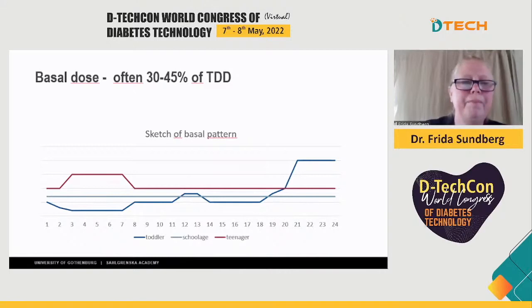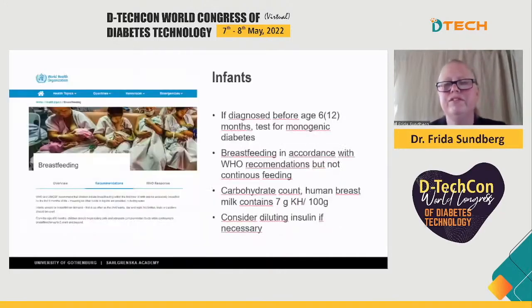Now I'm going to split up a bit and move into the infants. And first I want to point out that if you have a patient diagnosed before the age of 6 or 9, 12 months, you need to test for monogenic diabetes. What I think is very important in this age group is that they need breastfeeding in accordance with WHO recommendations, but not continuous feeding, because it's very hard to insulin treat if a child is eating continuously. So you need a somehow structured schedule, age dependent, in this very young age group.